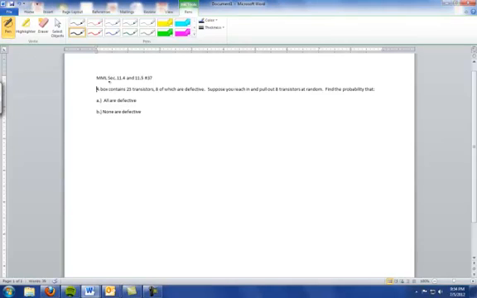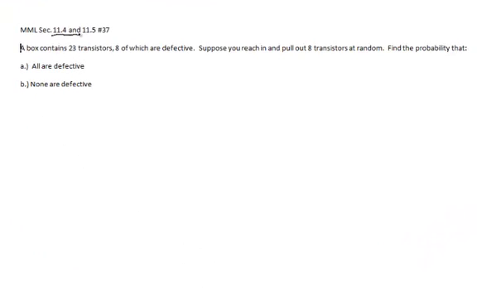Okay, this question I want to look at a MyMathLab homework question from sections 11.4 and 11.5. This is question number 37. In this question we're told that we have a box containing 23 transistors, and 8 of those transistors are defective, meaning they don't work. Suppose you reach into the box and pull out 8 transistors at random. The first question is to find the probability that all are defective.